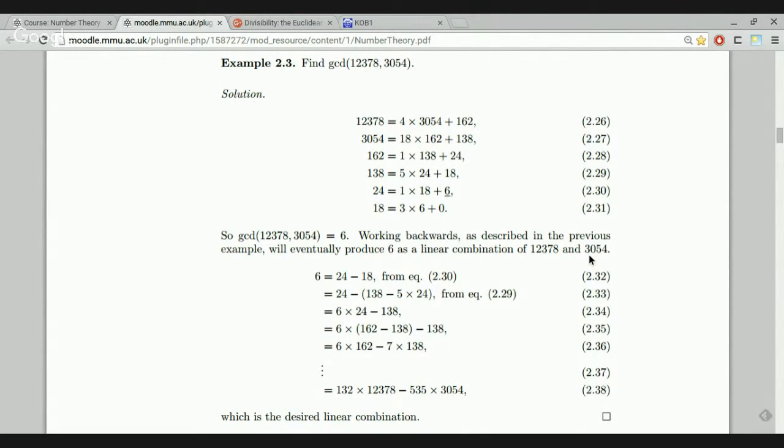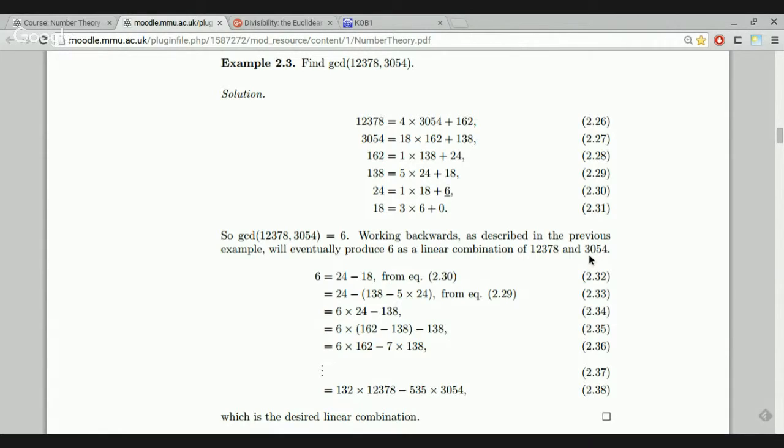So if you look at example 2.3 over the page, you see there we have to find the greatest common divisor of 12,378 and 3,054. So these are very large numbers, so it's a very hard problem. And we'll assume that those numbers are too large to go and try to find the prime factorizations of. So we want a method to find their greatest common divisor that doesn't rely on that.